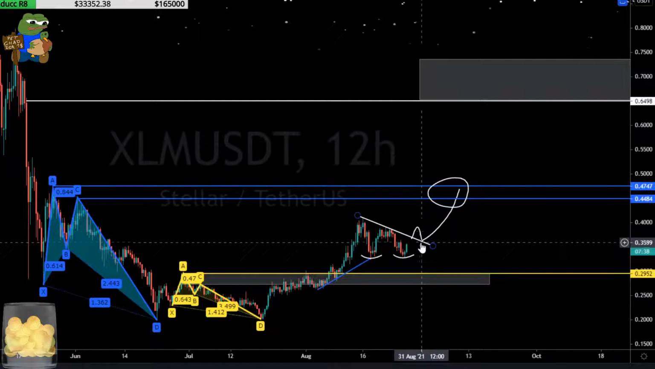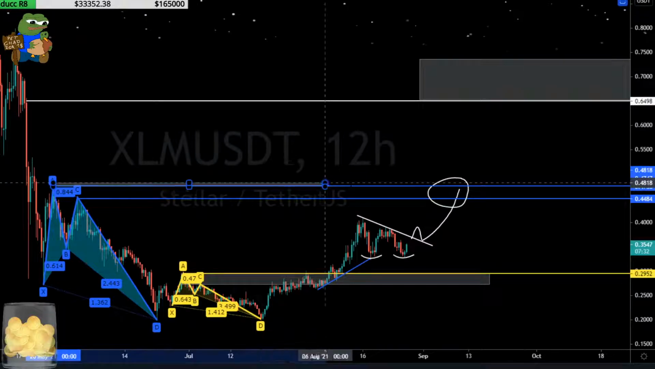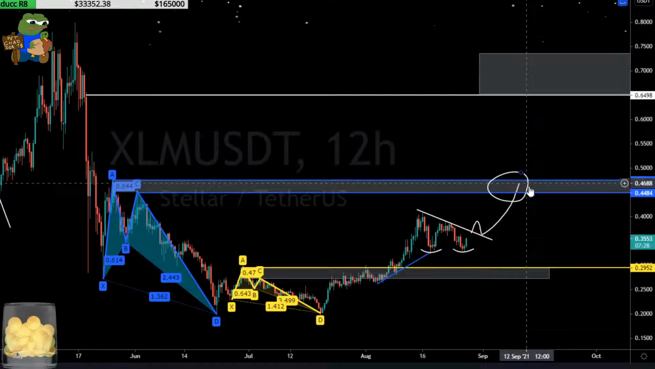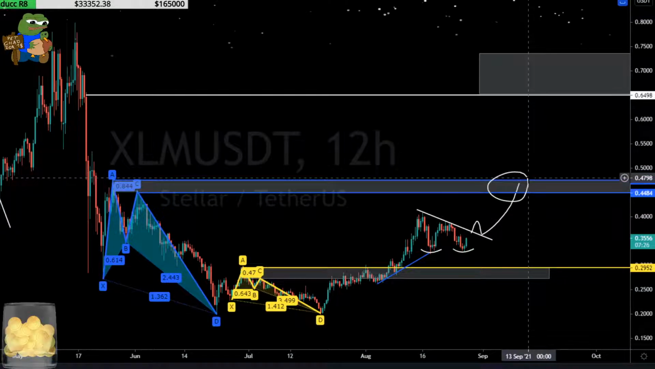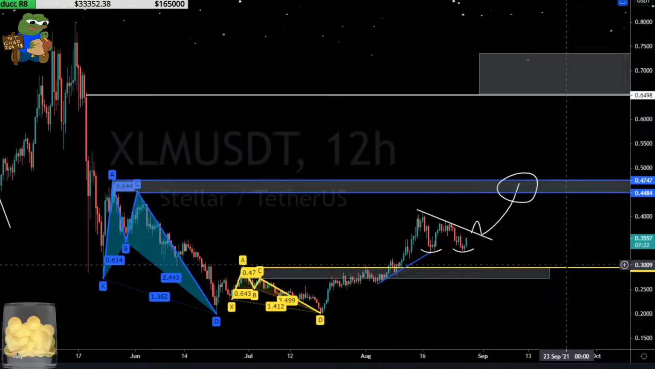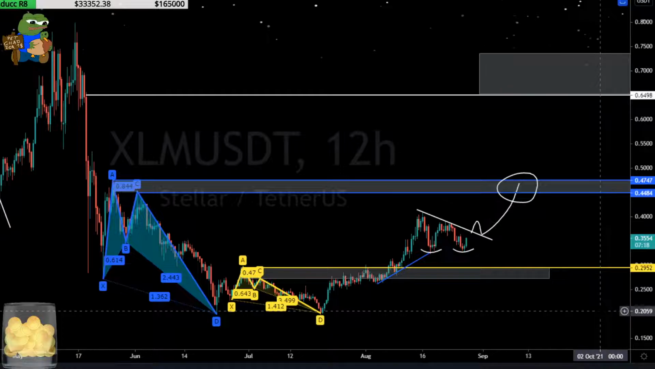So look for the next area of interest to be right in this blue square, because that's where these harmonic anchor points are coming from, right? That's what that is. So that's why we have it highlighted that way. Watch for some action right into the 44 to 47 cent area on XLM.